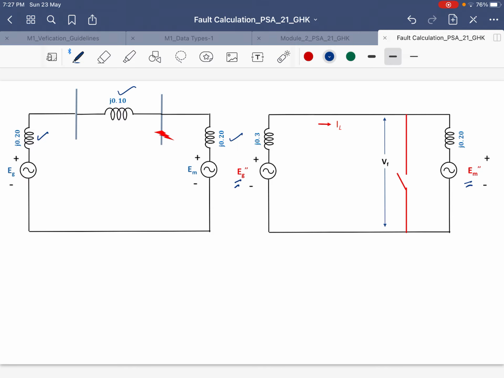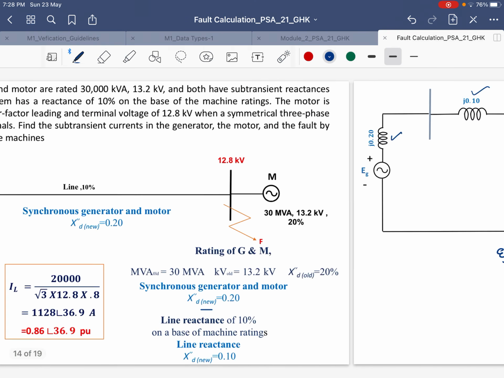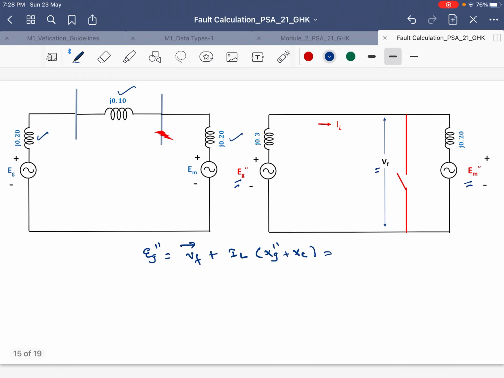How do we find the internal voltage of the generator? We know that E g double dash is equal to the pre-fault voltage plus the drop up to the source. That is Eg'' equals Vf plus IL into (Xg'' plus Xe), where Xe is the external reactance, that is j0.2 and j0.10. I am just writing the formula here. Vf, the pre-fault voltage, you have not calculated yet, so you have to calculate it.